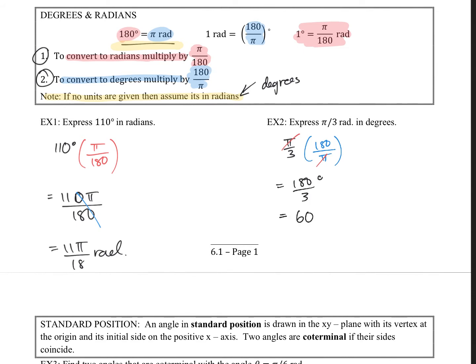And oops, I forgot my degree symbol there. Do remember your degree symbols. There we go. So the unit is radian here and degrees on this one. Both are important to write down to distinguish what kind of a number you have.